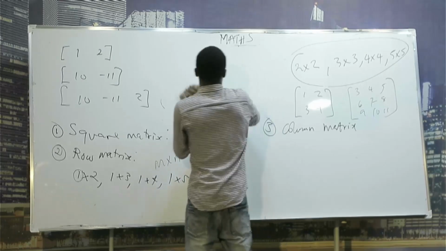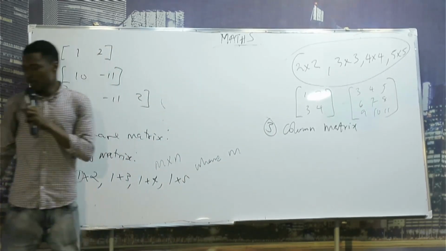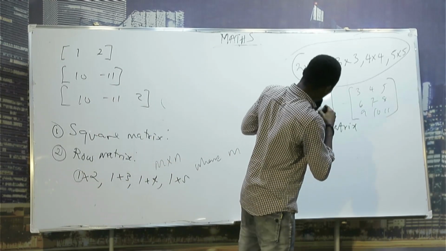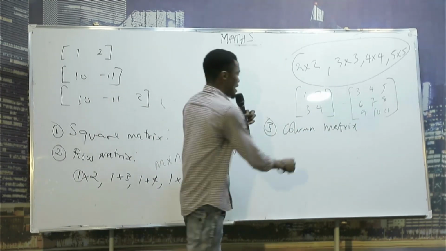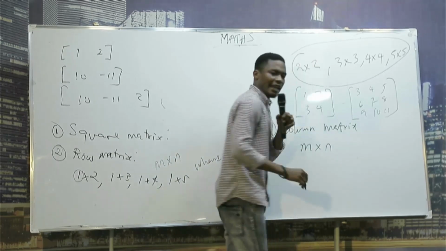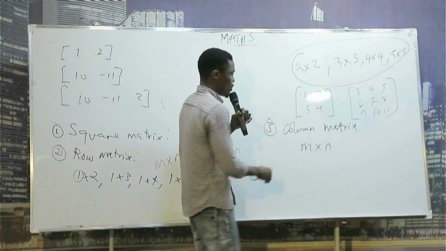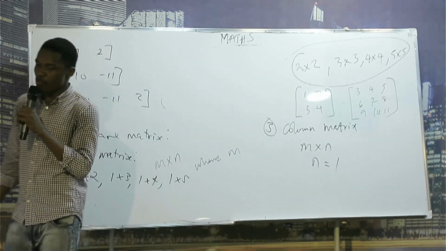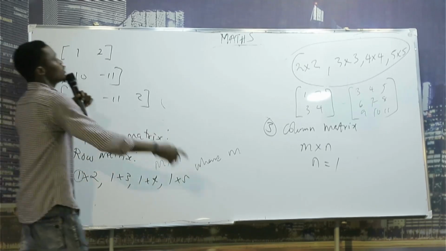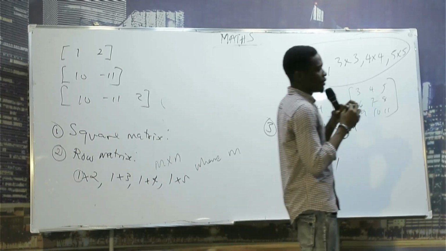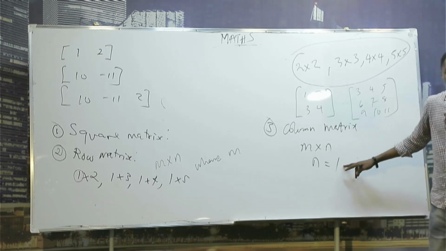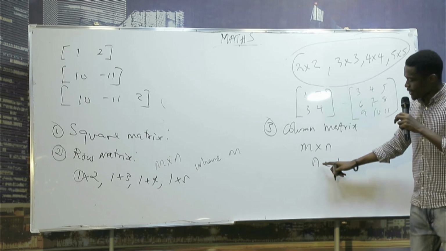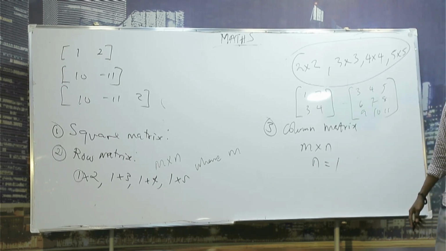Are you there? But can have several rows. Good. It has the order M by N, where N is equal to 1. Have you done that? Good.